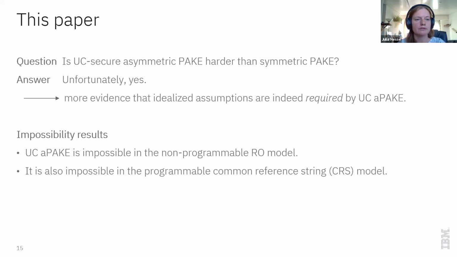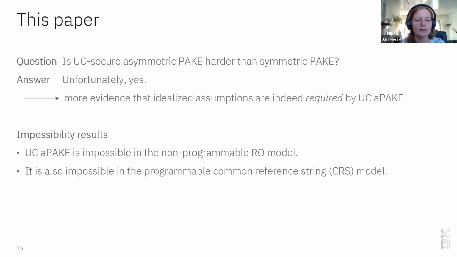So let's come to the results of this paper. Until today, it's conjectured, but not formally proven, whether this need for idealized assumptions in asymmetric PAKE is inherent. In this paper, we cannot really answer this question because it would require us to rule out existence from any non-idealized assumption or combination of non-idealized assumptions. But we take a step towards resolving this question. What we do is rule out the existence of UC-secure asymmetric PAKE from the same set of minimal assumptions that are enough for constructing symmetric PAKE.